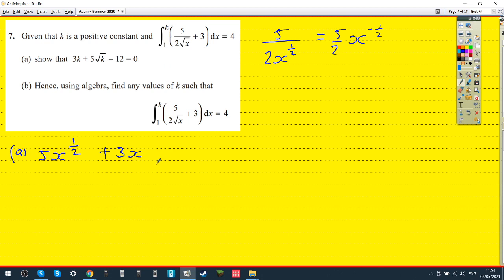Does that equal 4? Something's missing out. This is between k and 1. So you need to add it to itself again. Between k and 1. Any idea what you do with that? No. You sub in k for x, and then you subtract what you get when you sub in 1 for x.